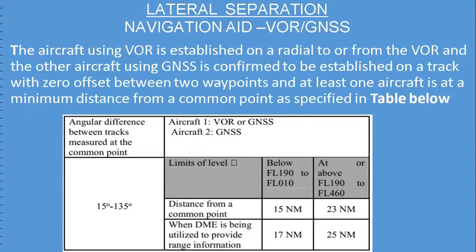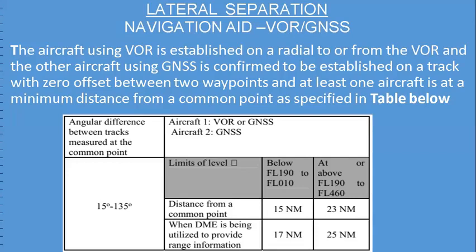Similarly, suppose one aircraft is using VOR and the other aircraft is using GNSS, the same table will be utilized here. The angular difference between the tracks measured at the common waypoint is from 15 degrees to 135 degrees, and the rest of the values will remain the same. Like 15 nautical miles below flight level 190 if GNSS is utilized, and if DME is utilized, it will increase to 70 nautical miles. And at and above flight level 190, the distance from the common point will become 23 nautical miles.